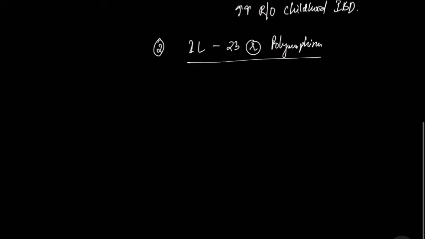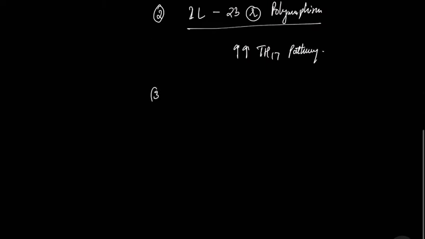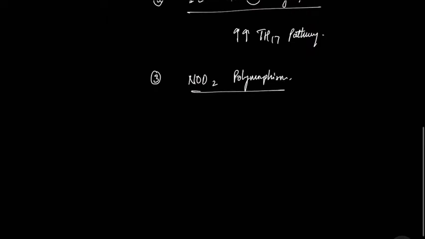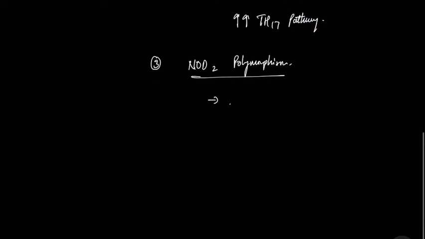The second is the interleukin 23 receptor polymorphism. What is this responsible for? An increase in the Th17 pathway. And the third is the NOD2 polymorphism, and this is the receptor for microbes.